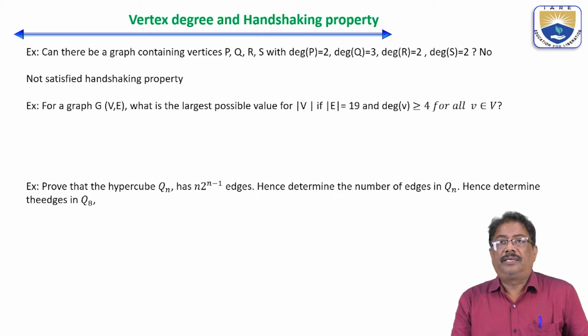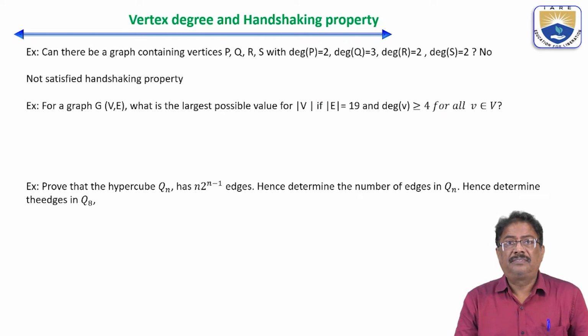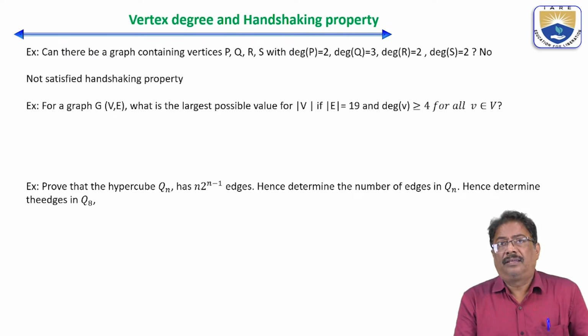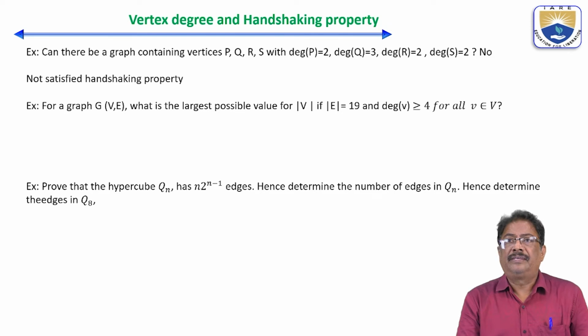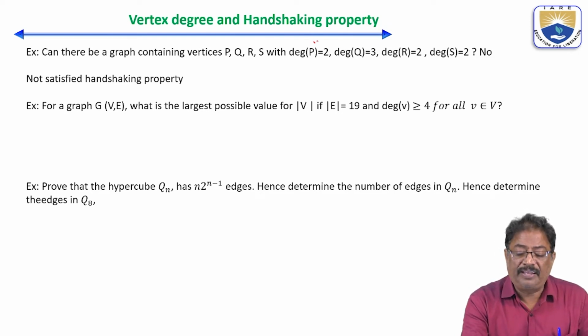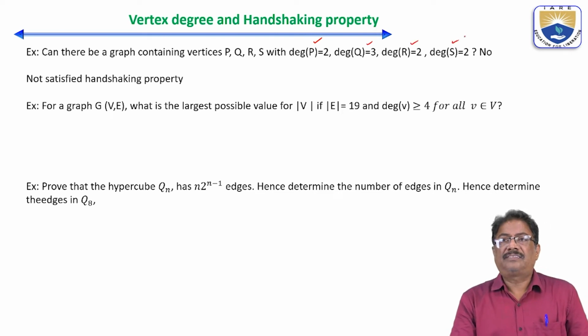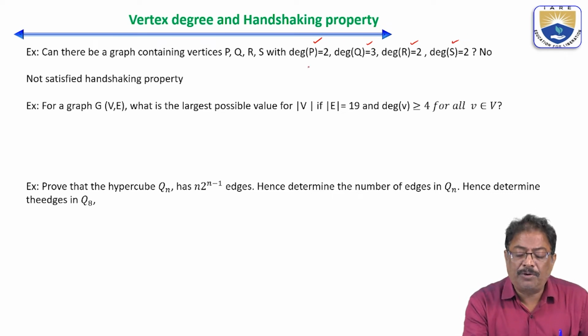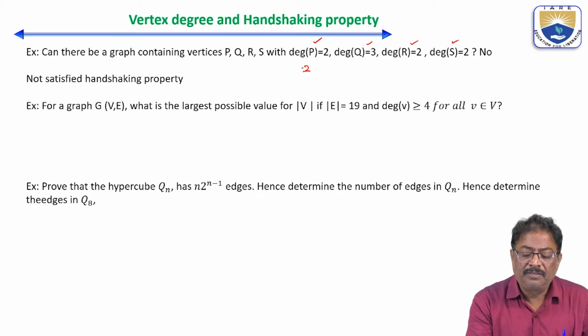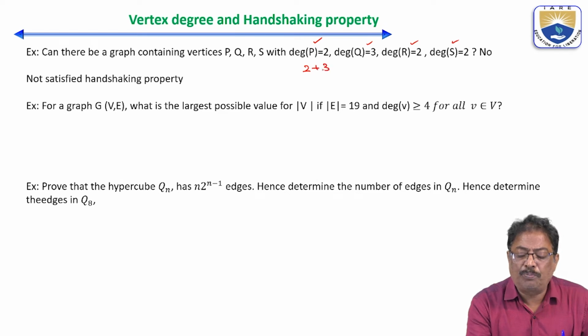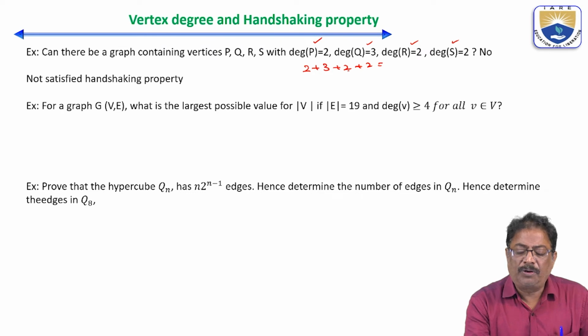Now let us go for some examples. Can there be a graph containing the vertices P, Q, R, S with this degree sequence? It is given like this. What is the sum of the degrees, using the handshaking property? 2 plus 3 plus 2 plus 2, so it is 6 plus 3, which is 9.